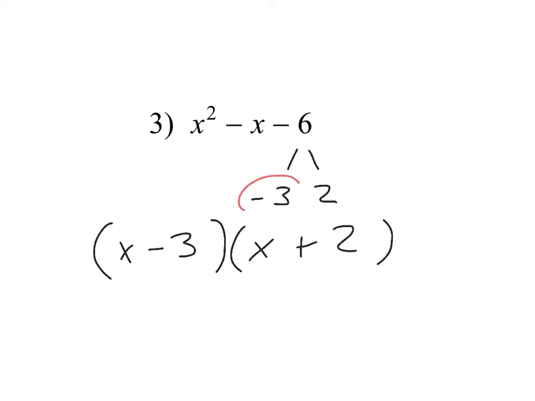So we're just taking this number and putting it into our spot in the parentheses there. And we're taking this one and putting it there. And that's it. And since the 2 is positive, we put a plus sign in the middle of that parentheses. So we just have x minus 3 times x plus 2.